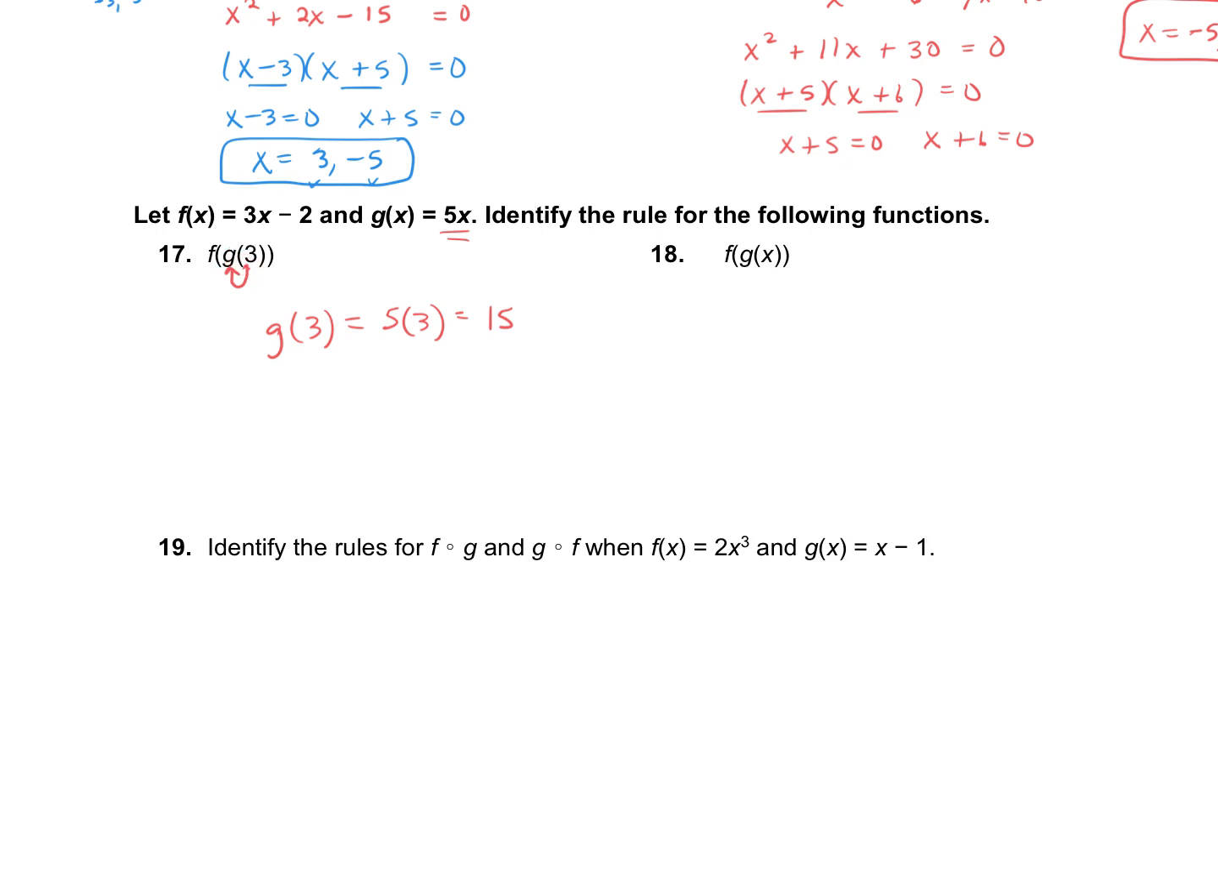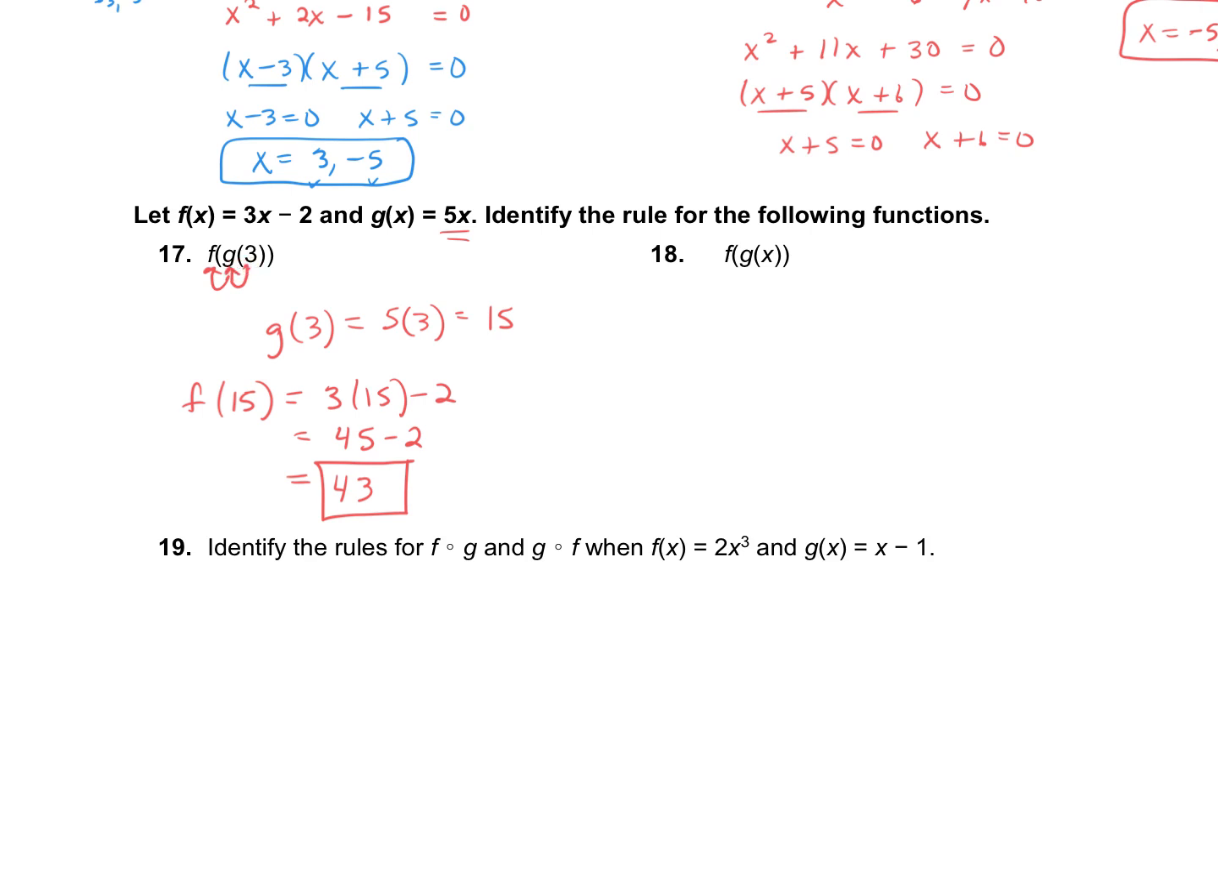So we're going to take that 15, and now we plug it into the f function. So we're finding f(15). So f(15), we go to our f function, 3 times 15 minus 2. 3 times 15 is 45 minus 2, and we get a final answer of 43. So remember I said that our final answer would be a number if we're starting with a number right here.